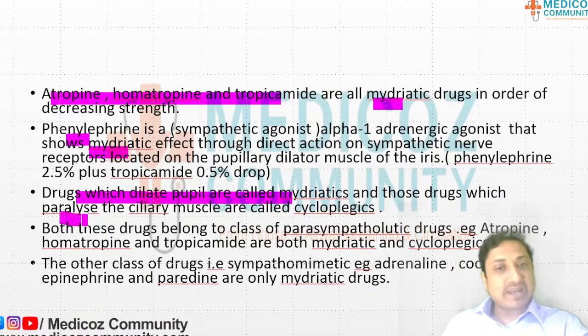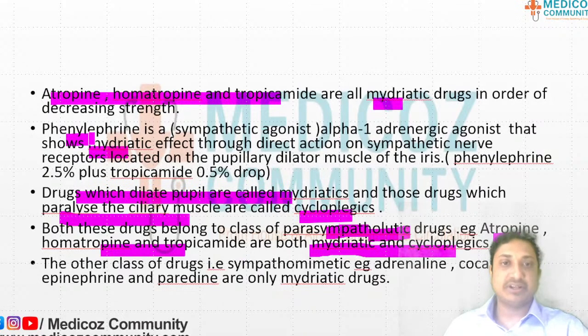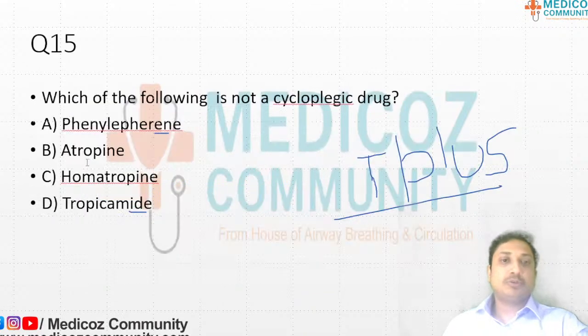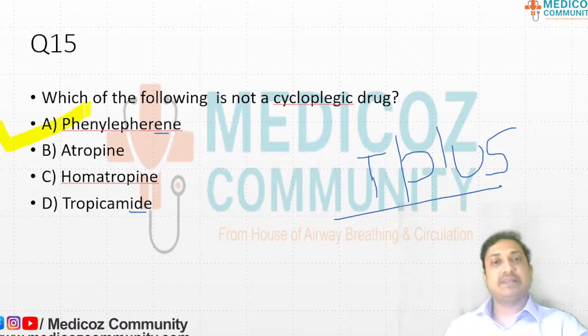Drugs which paralyze the ciliary muscle are cycloplegic. Phenylephrine is not a cycloplegic. It is only a mydriatic. So in our question, if we see the options, the drug which is not a cycloplegic is phenylephrine here.